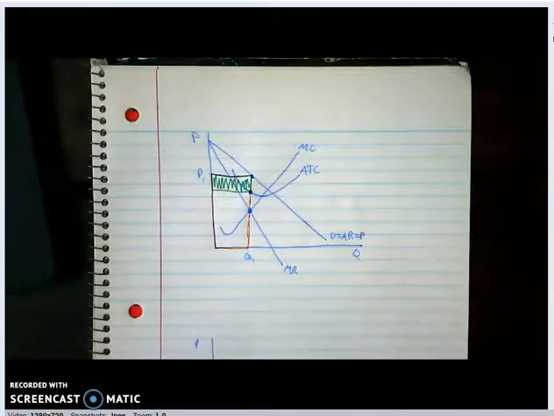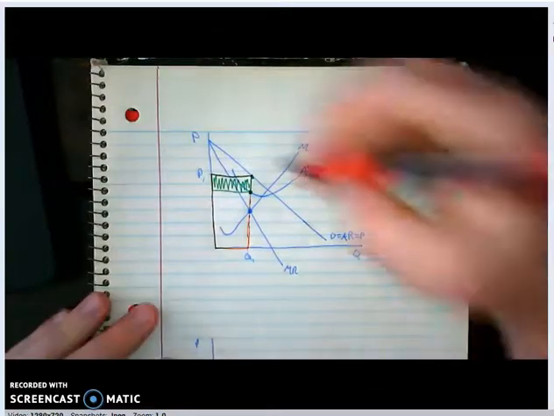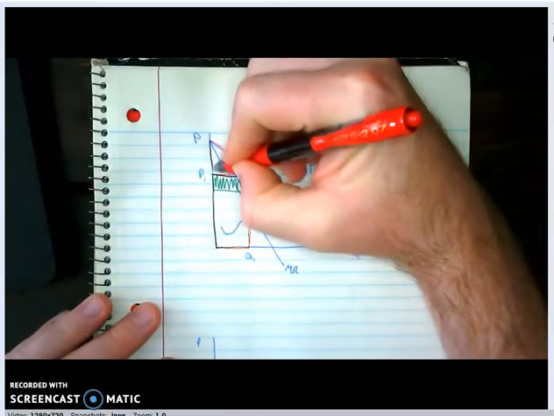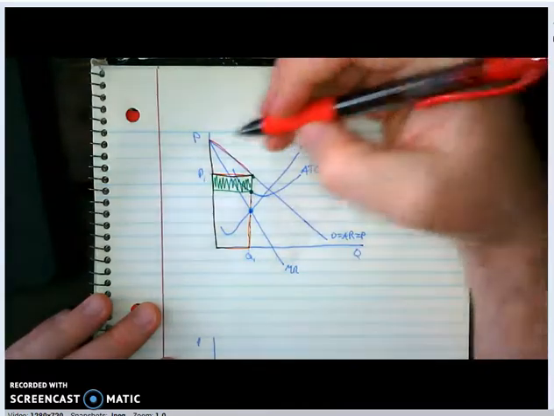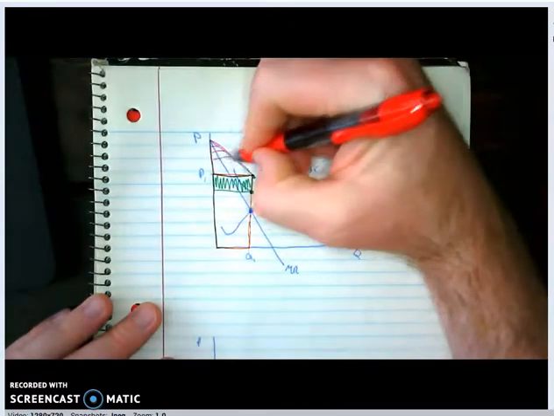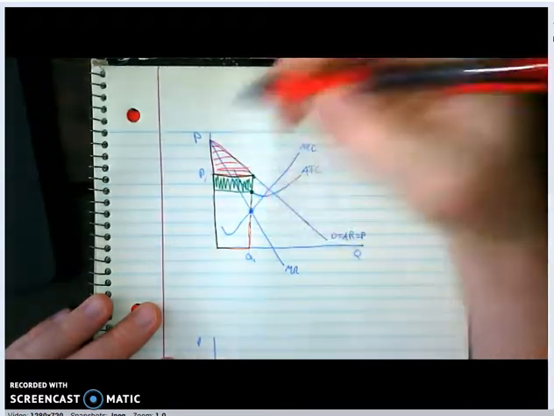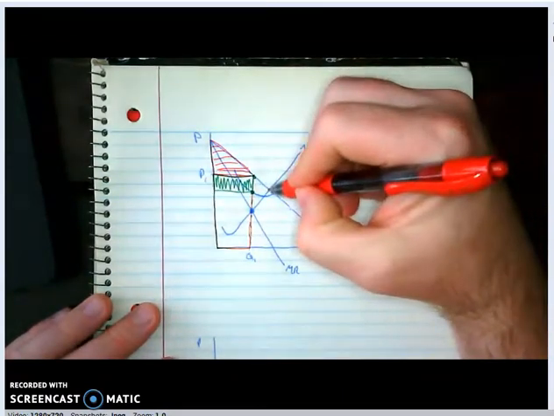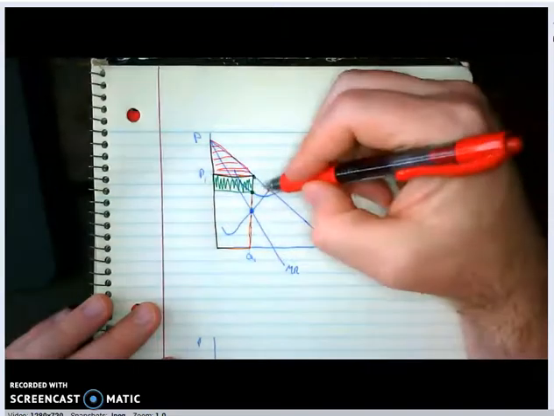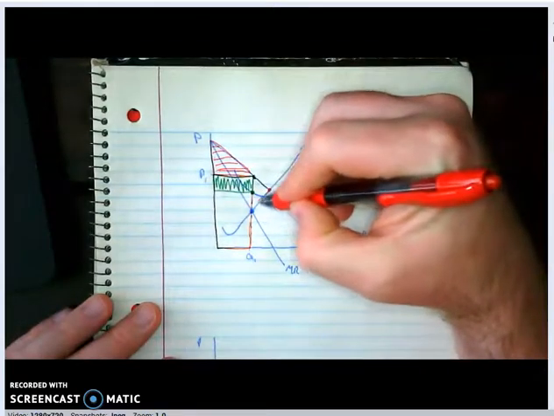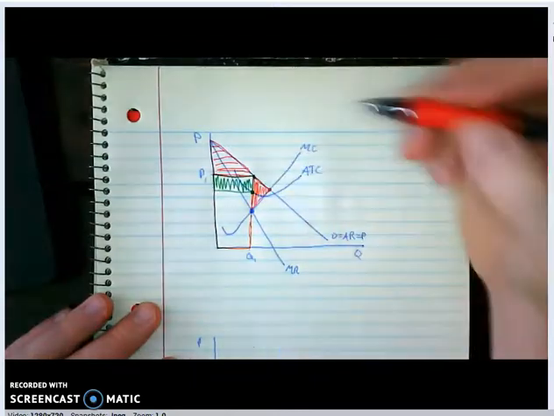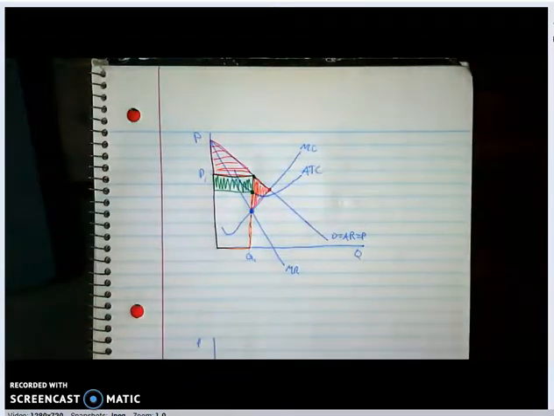What about consumer surplus? Consumer surplus is the area above price, below demand. So all of this shaded red triangle right here would be your consumer surplus. And then your deadweight loss would be, this is our socially optimal equilibrium where marginal cost equals price. So the deadweight loss would be all of this red triangle right here.